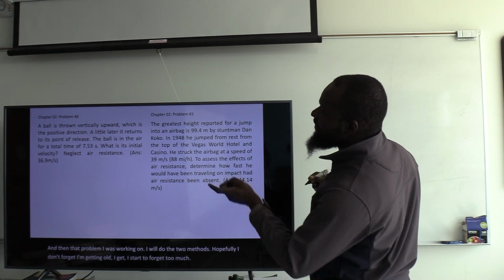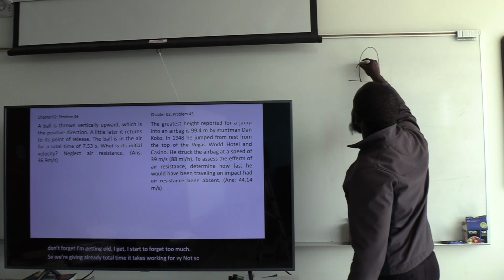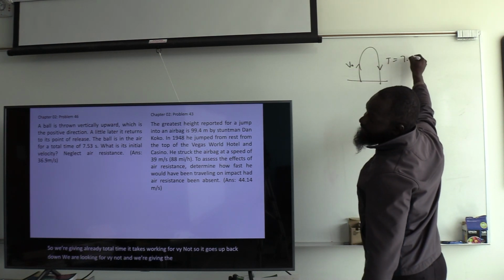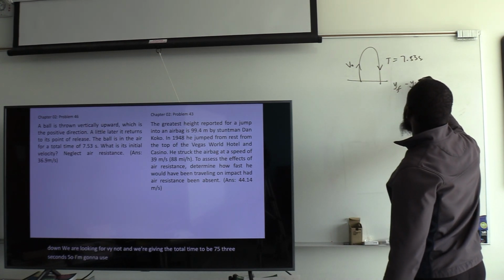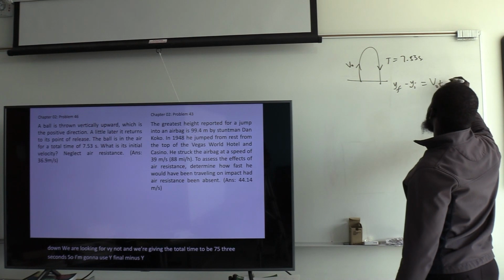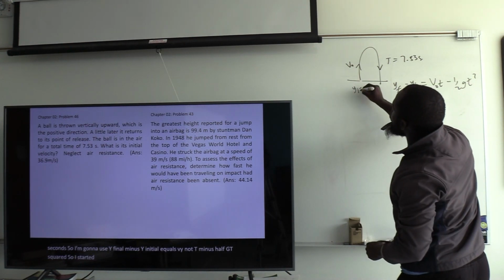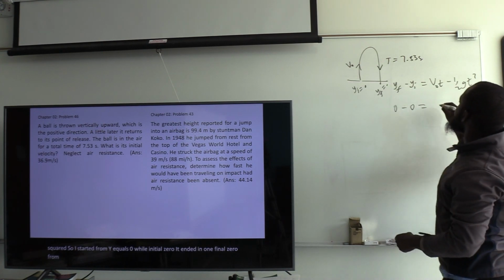Okay, so we are given only the total time it takes. We're looking for V0. So it goes up, back, down. We are given the total time to be 7.53 seconds. So I'm going to use y final minus y initial equals V0 t minus half g t squared. It started from y equals 0, and ended at y final 0, from 0 to 0. So I say 0 minus 0.